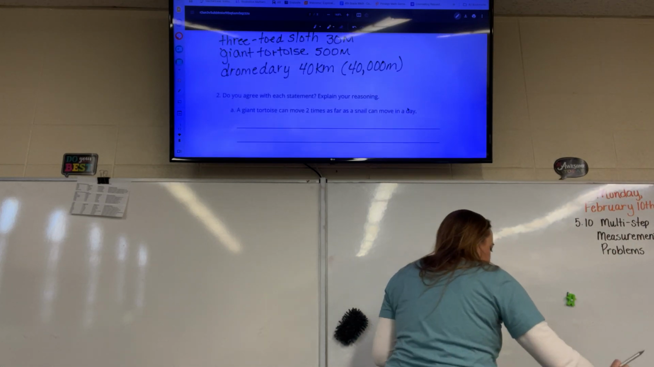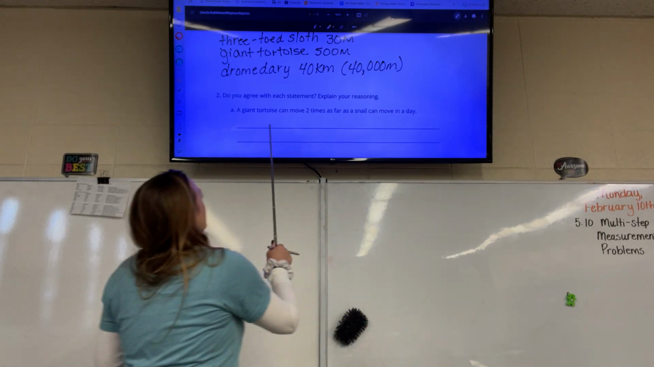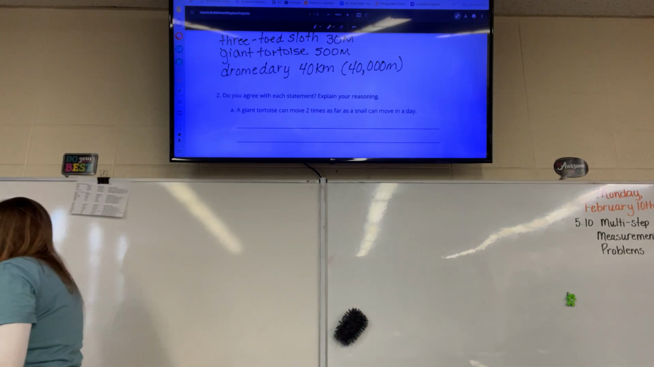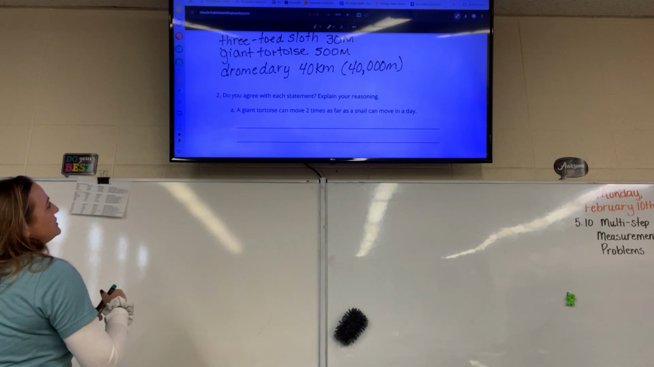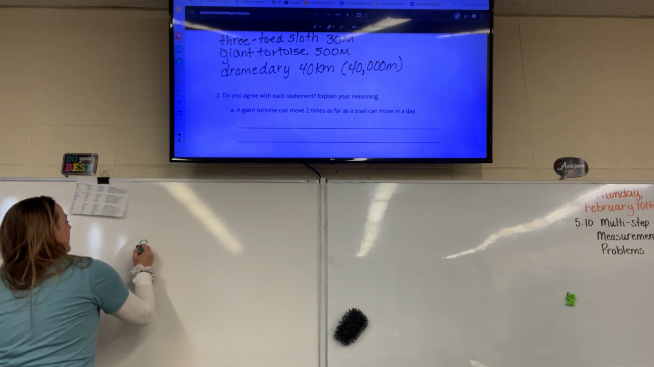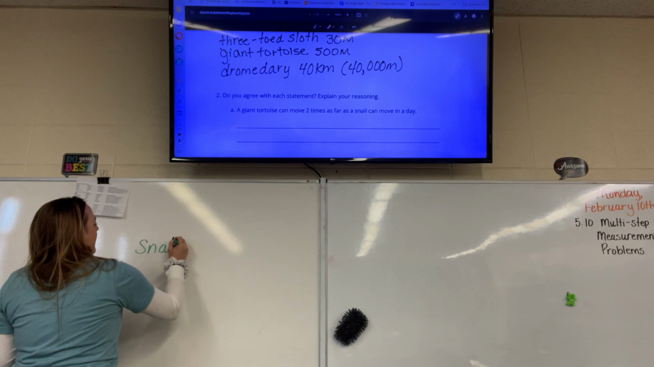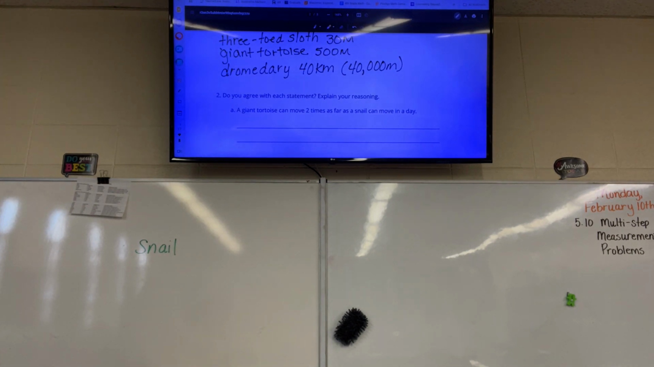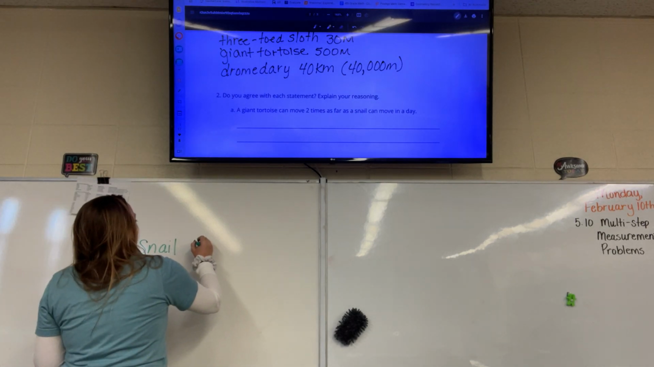Do you agree with each statement? This says a giant tortoise can move 2 times as far as a snail can move in a day. So the snail was moving how far? 2,500. Meters. 25 meters.